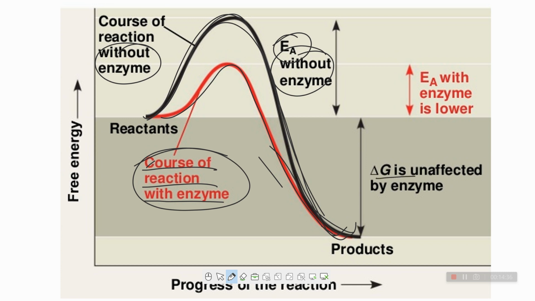Delta G is unaffected by the enzyme. There is no change in delta G, because delta G is calculated as the product minus the reactant: delta G of product minus delta G of reactant. So there is no change in delta G. There is only a change in the activation energy. The energy will be low.